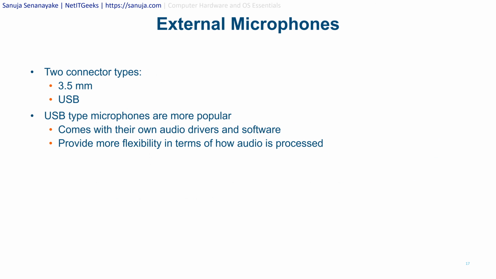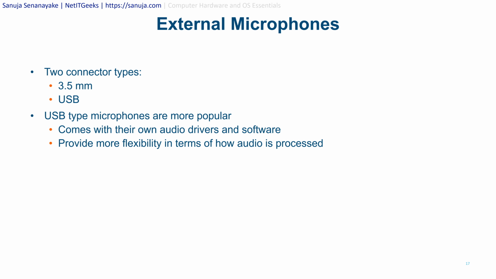External microphones. So there are two types of connectors currently in use for external microphones. Again, the older 3.5mm jack version, which is a connector that has been used for many years, and the newer connectors use USB connectors. For example, this microphone that I'm speaking to right now uses USB-C 3.0 connections, I believe.